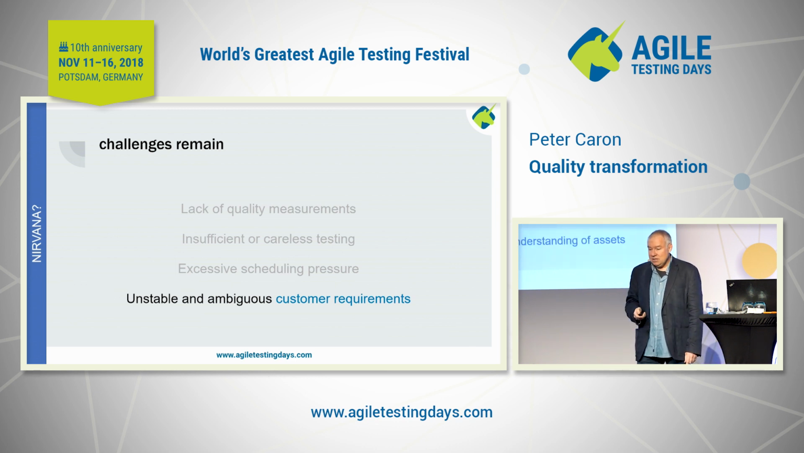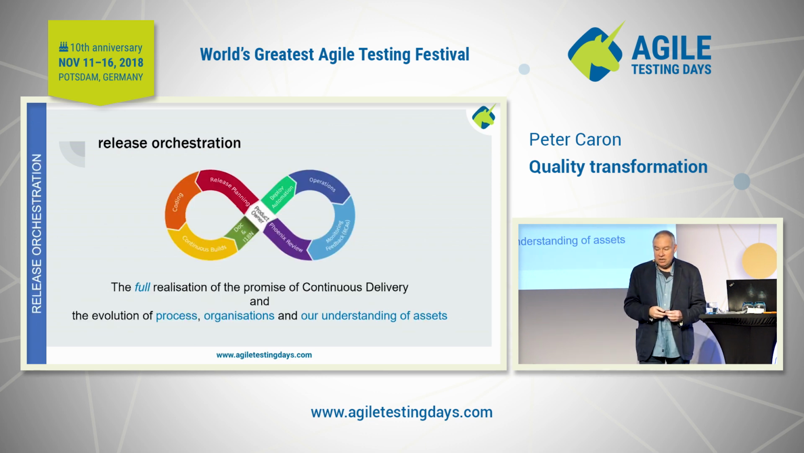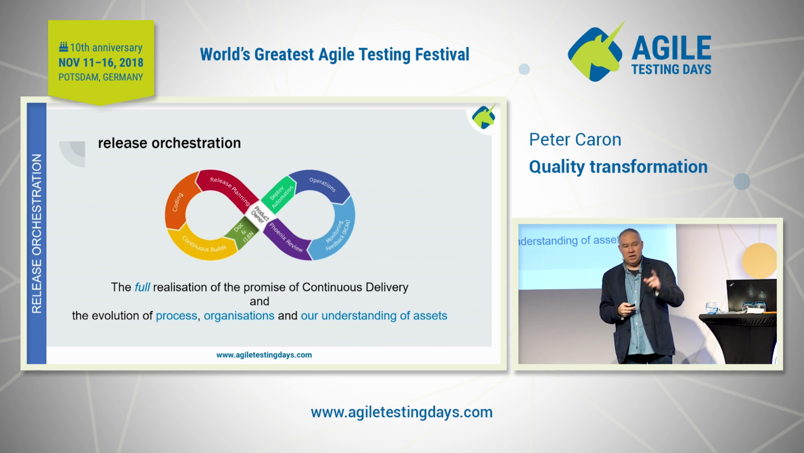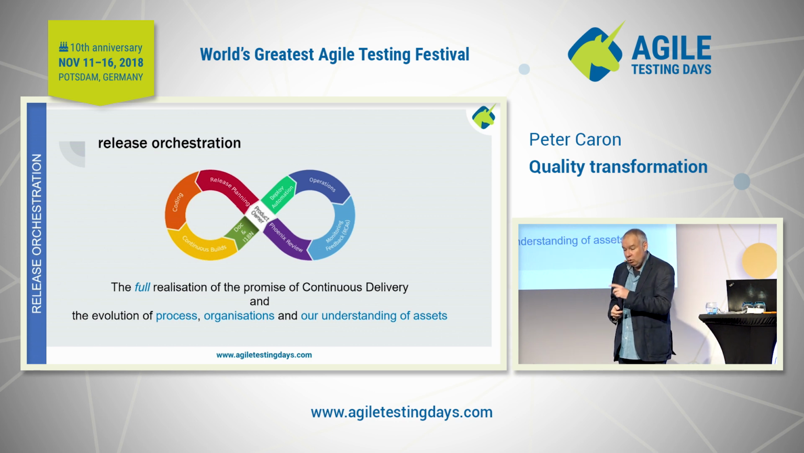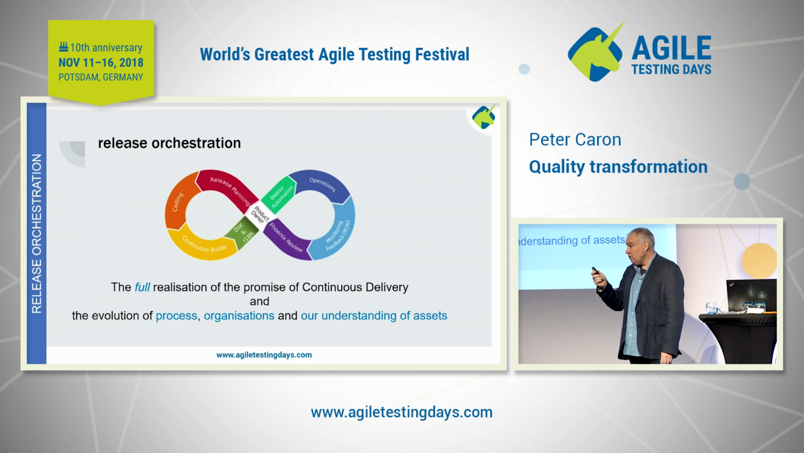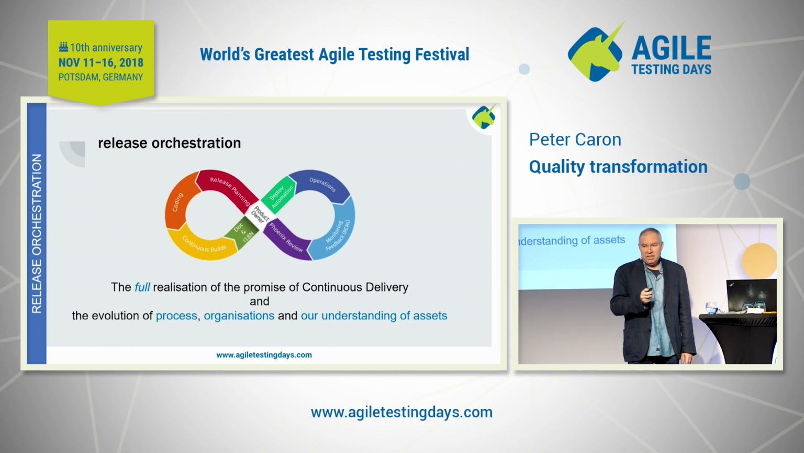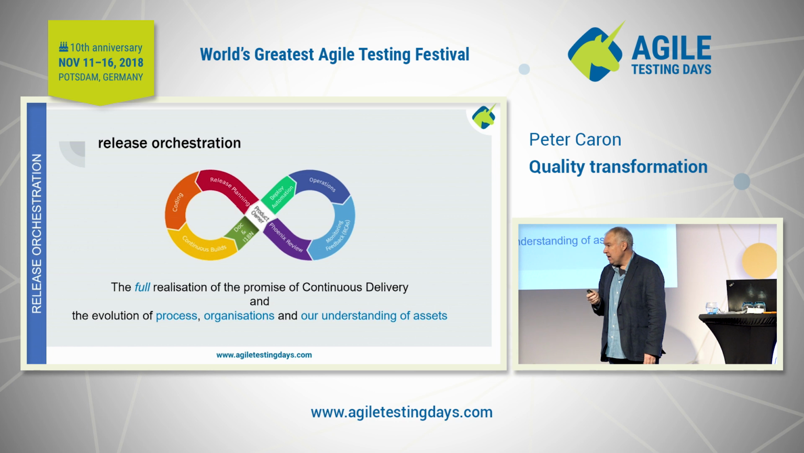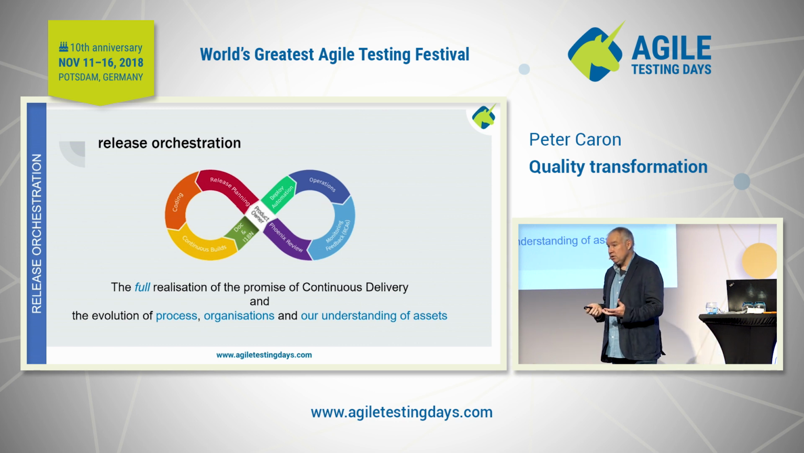So, just to wrap this up and bring you back, release orchestration is the full realization of the promise of continuous delivery, continuous improvement, and quality. And the evolution of process organizations and understanding of assets is something that we have to actually understand. If we understand this within the software development group and the testing groups and the product groups, then we can bring this into the rest of the company. Inclusive release orchestration is the only way that we're actually going to make a difference, and we're going to improve the quality of our products.